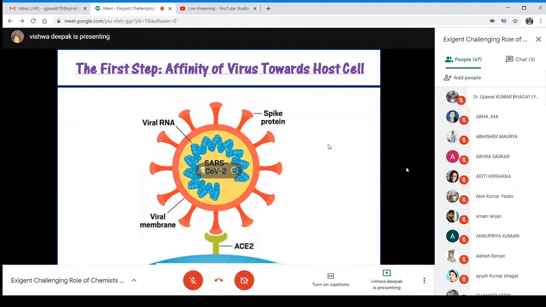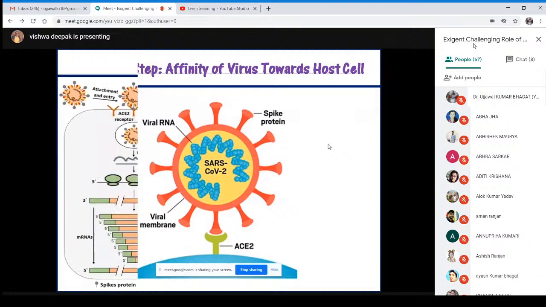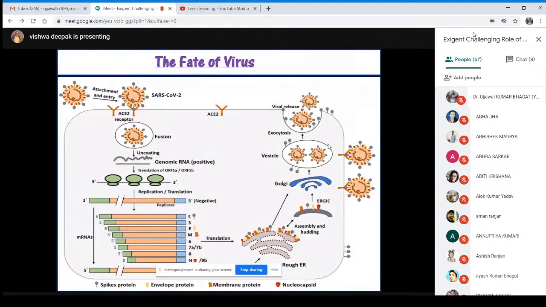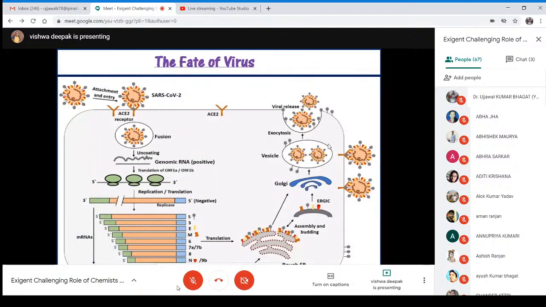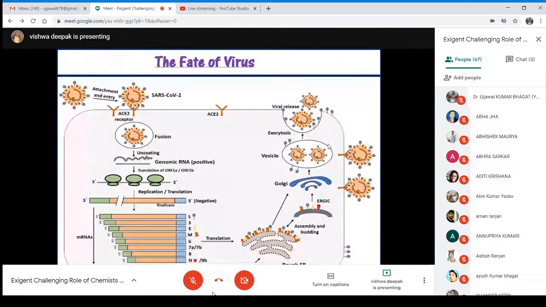Now, in the first slide you understand that this affinity of the S protein with the receptor is also an application of chemistry, because without chemistry, how would the virus bind to the receptor? Once the virus is attached to the surface of the body or living system, what is the fate of the virus? Whenever a foreign particle or pathogen enters the body, it attaches to the receptor of the body, then the fusion takes place.